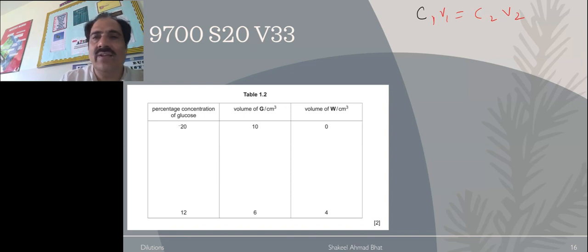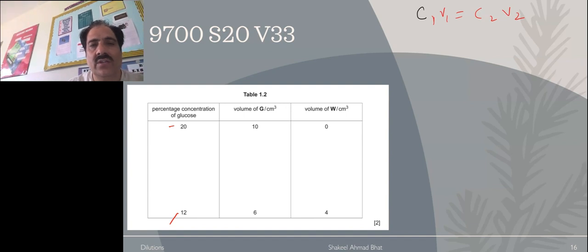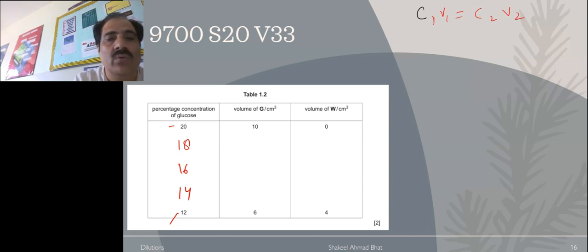Now, for example, I have taken the example here. We have a paper summer 20 variant 33 where we are asked to reduce the concentration from 20 to 12 by this proportional dilution. So first of all, we have to decide about the dilutions. So we can make 18, we can make 16, and we can make 14 dilutions as well. So the 20 is already given there. In case of 20, what we do is we take the 10 centimeter cube of this and we add no water to it. So the concentration is 20%.